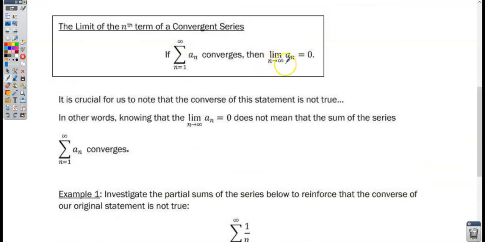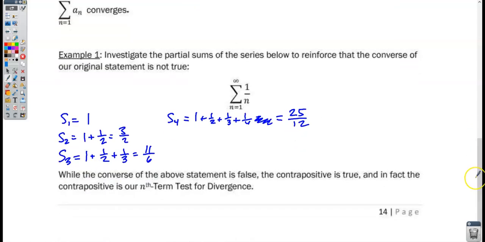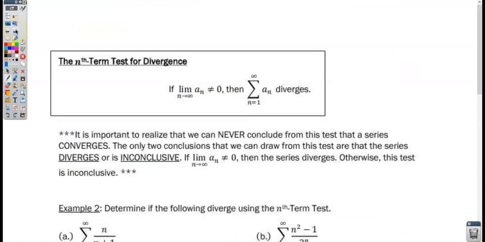If the limit as n goes to infinity of a sub n equals 0, that does not mean that the series converges. And that's what makes this nth term test different from all the rest. This is the contrapositive of our original statement, and that's the nth term test for divergence. If the limit as n goes to infinity of a sub n doesn't equal 0, then we can definitively say that the series diverges.